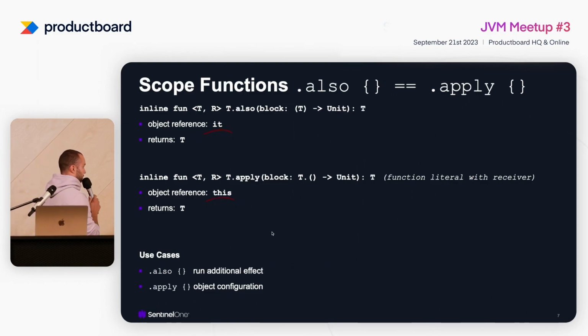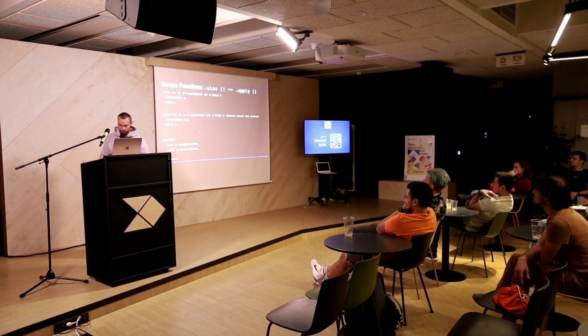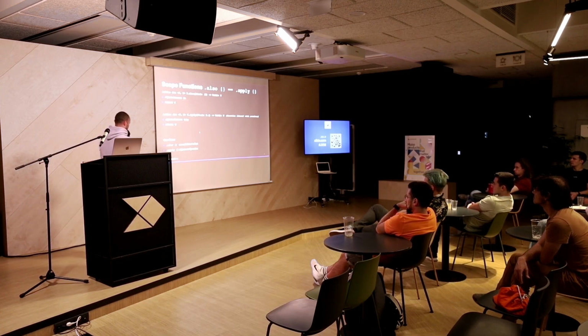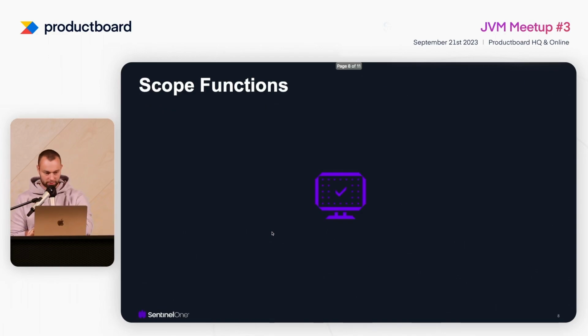Also and apply could also be considered aliases, and the difference from the previous two is that they return the object you call them on, not the object from the lambda. And again, the difference is the object reference, it versus this. Also should be used for some additional effects and apply for object configuration. Okay, so let's try a short demo to explore what they can do.